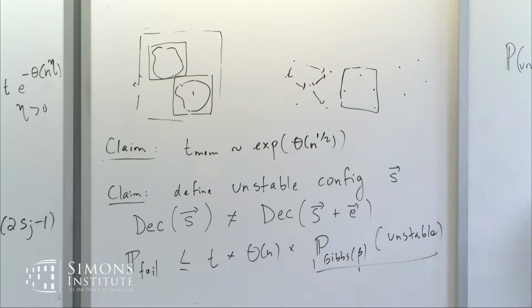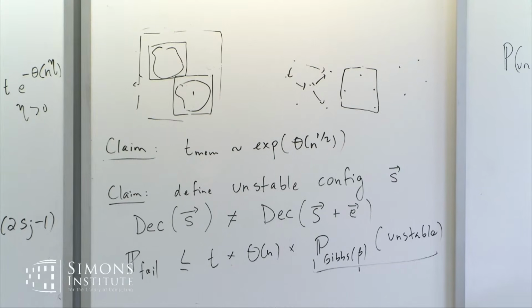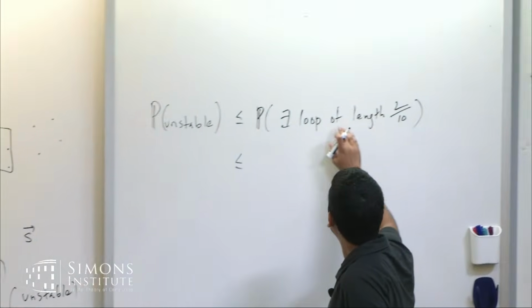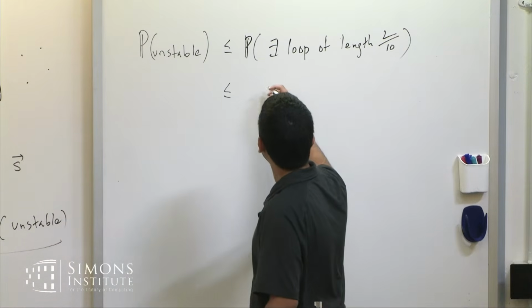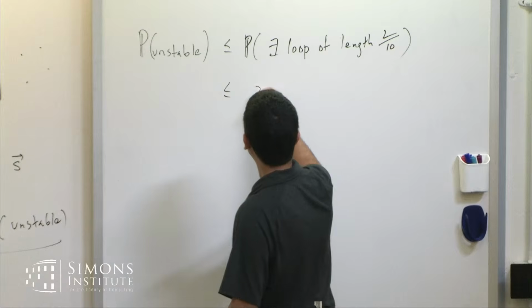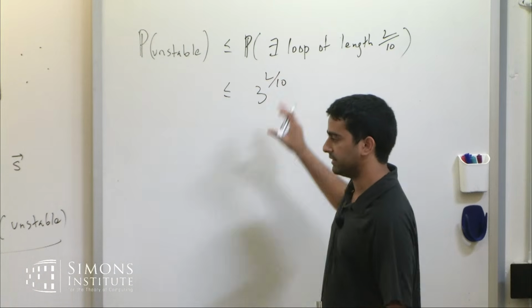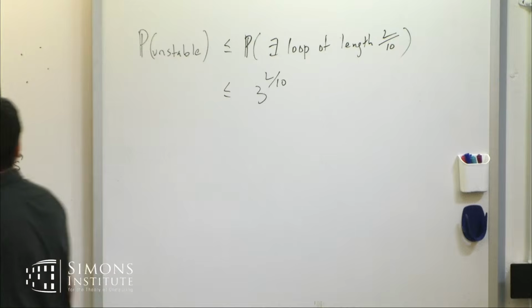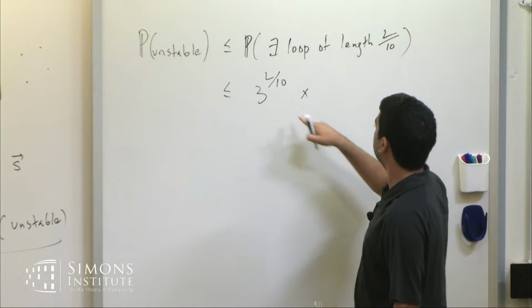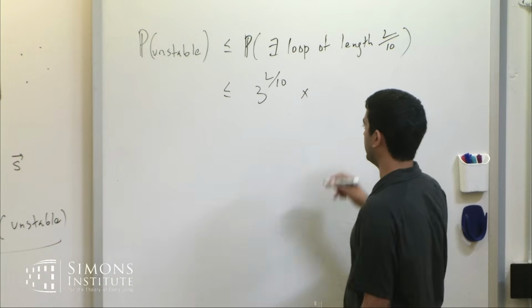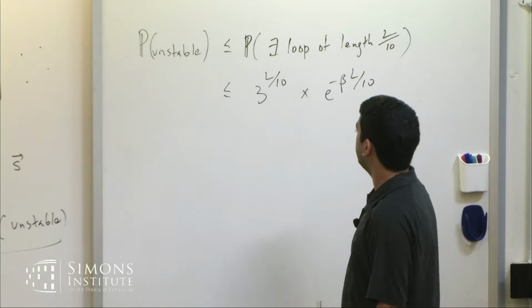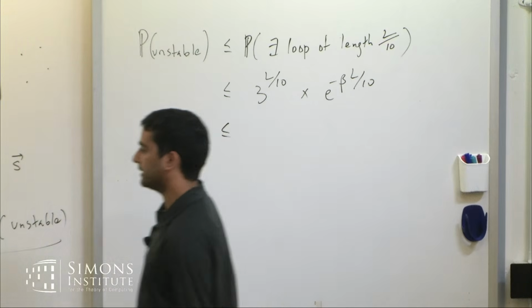Okay. So it's sufficient to just compute this probability, and you can do that by some union bound tricks. It's the number of possible loops of length L over 10, which is roughly 3 to the L over 10 because you're counting self-avoiding walks on the 2D lattice, times the probability of having a fixed loop of length L over 10. And again, a simple estimate gives something like this.